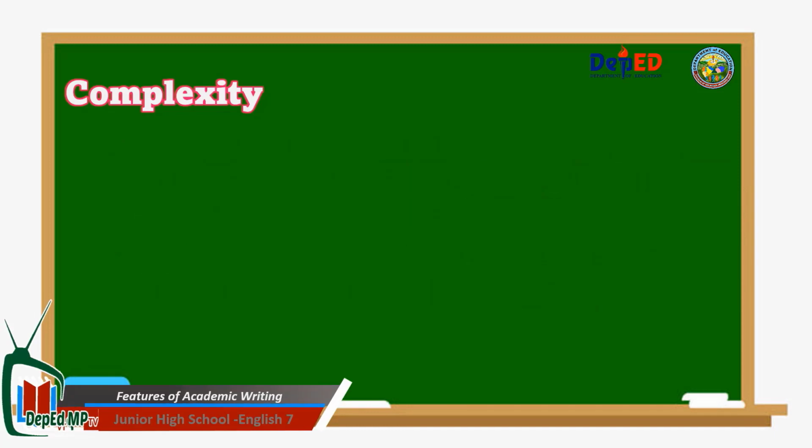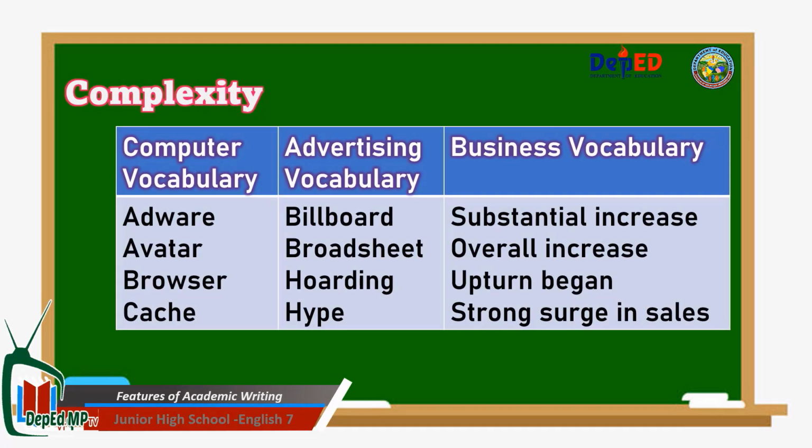These jargons used in academic writing depend on the specific field of study. For example, for computers we have adware, avatar, browser, cache. For advertisements, we have billboard, broadsheet, hoarding, hype. For business, we have substantial increase, overall increase, upturn began, and strong surge in sales.